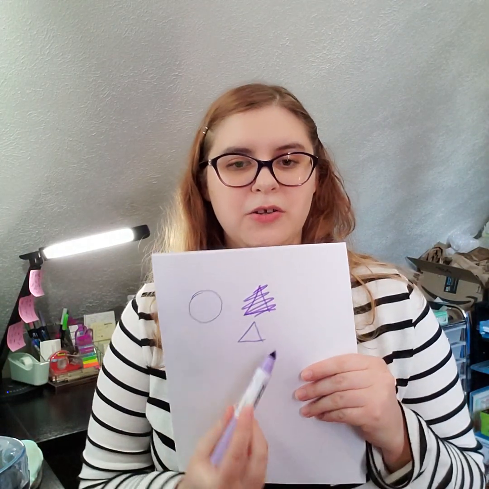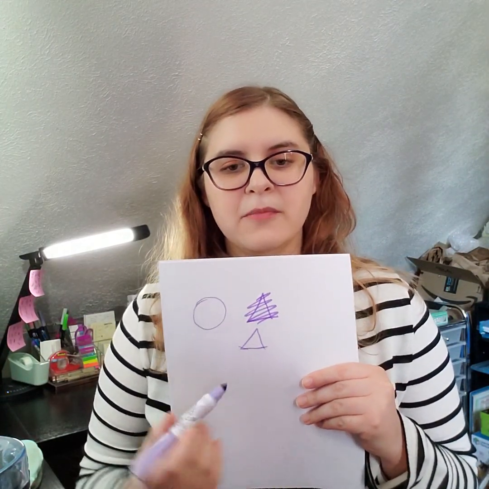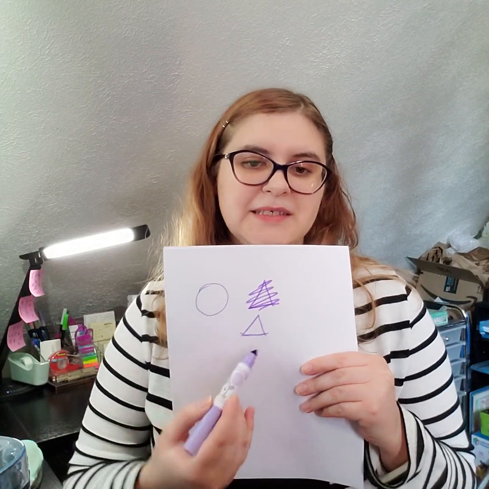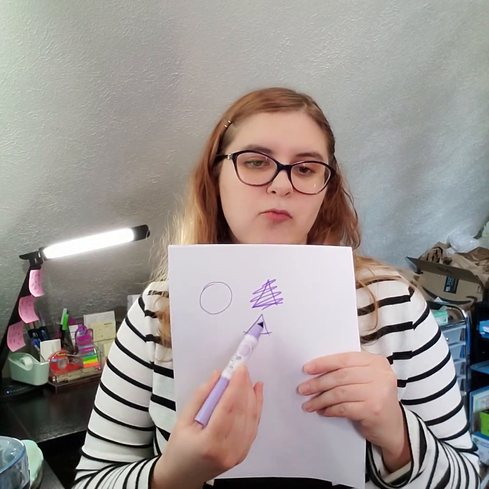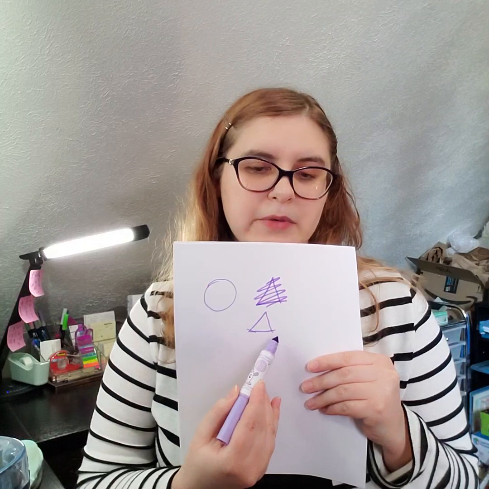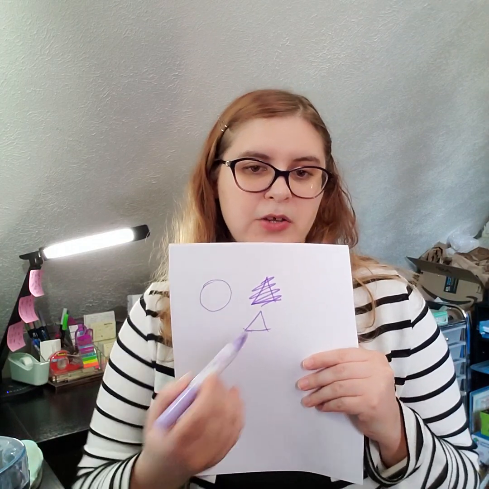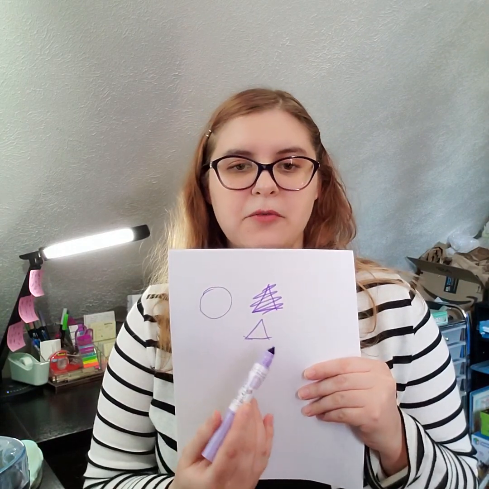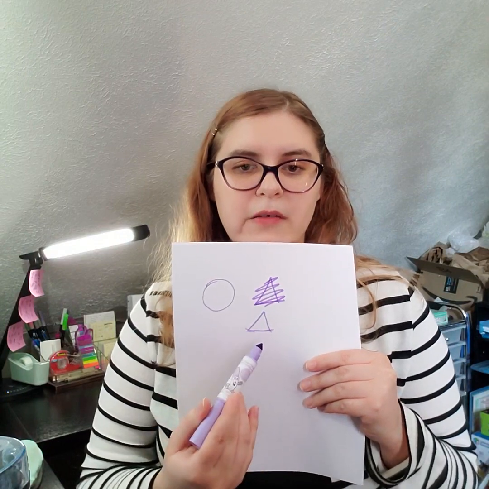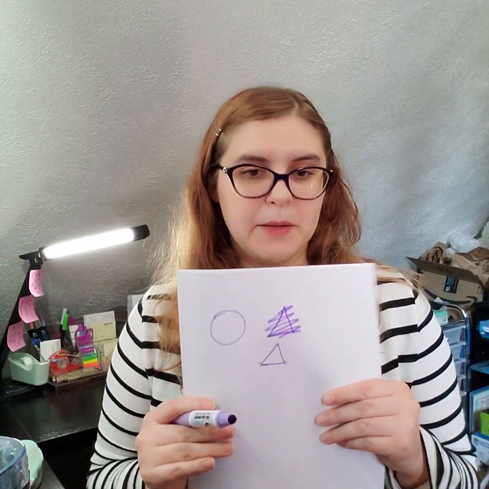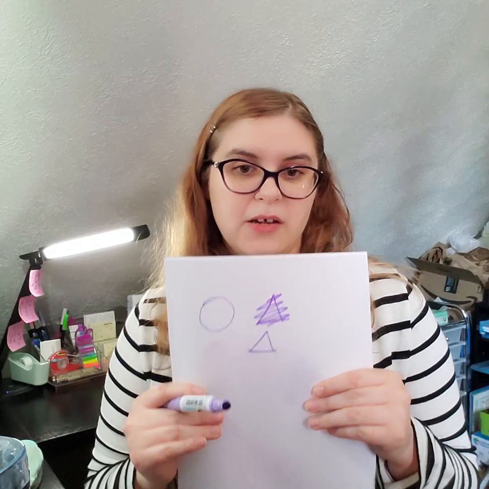Oops, not a very good triangle. Okay, so there's a triangle. So again, name it. This is a triangle. It has 1, 2, 3 points to it. You can even count the number of lines. It also has 1, 2, 3 lines, and that's why it's a triangle.